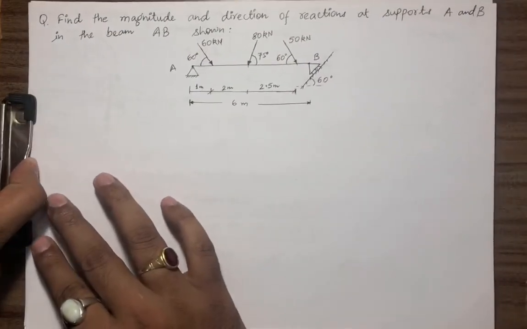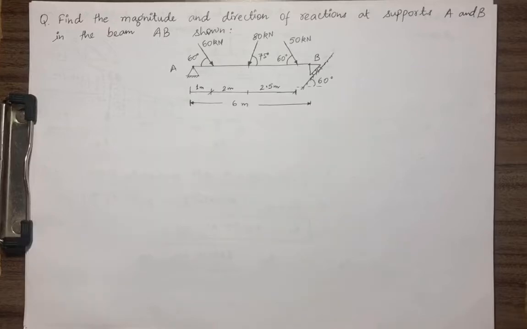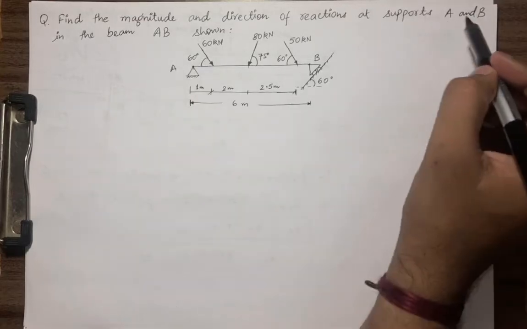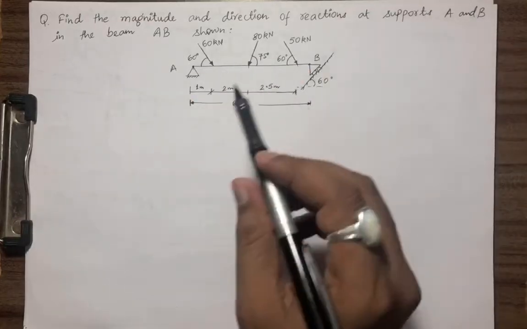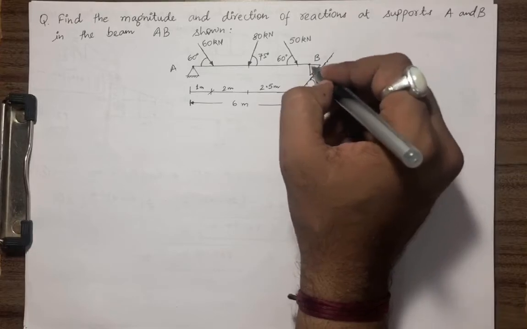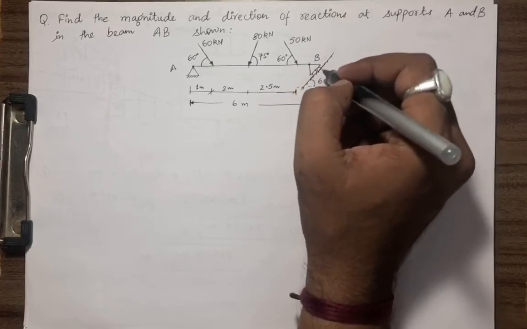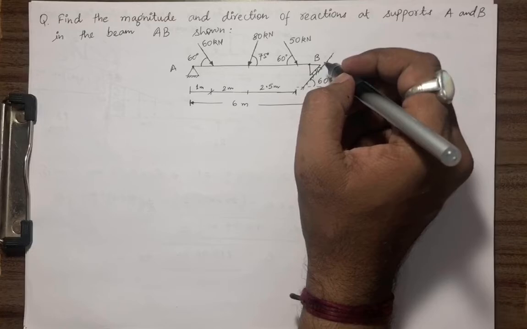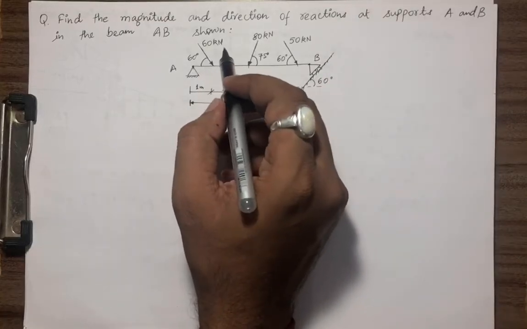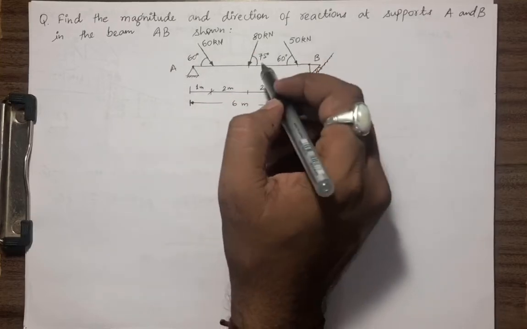Now let us solve one more problem. What the problem is stating: find the magnitude and direction of the reactions at supports A and B in the beam AB, shown like this. Here this roller is at an inclination of 60 degrees. This load is also inclined at 60 degrees, and here it is 75 degrees.